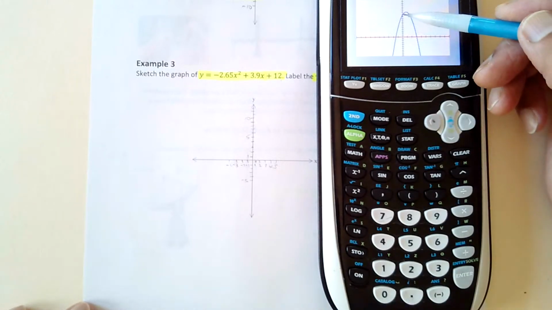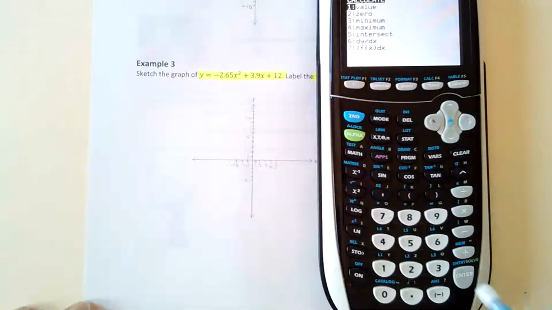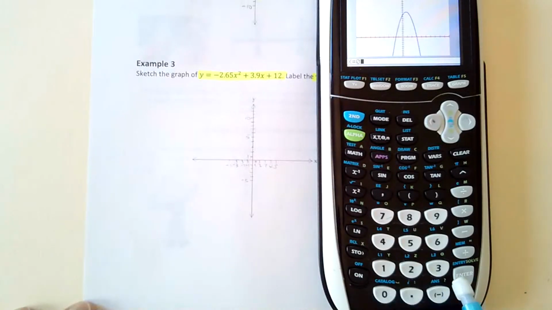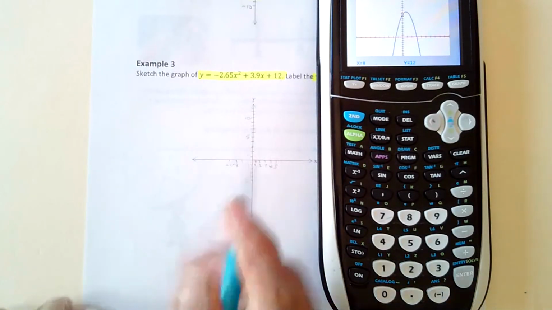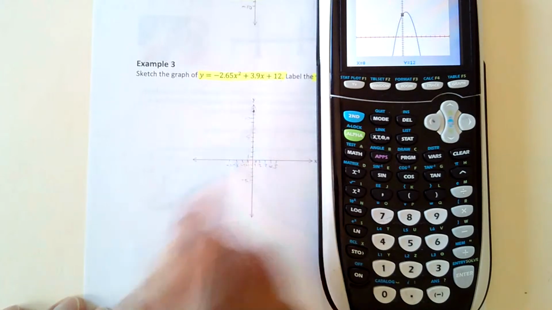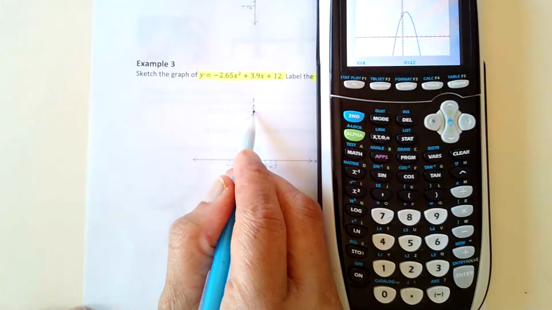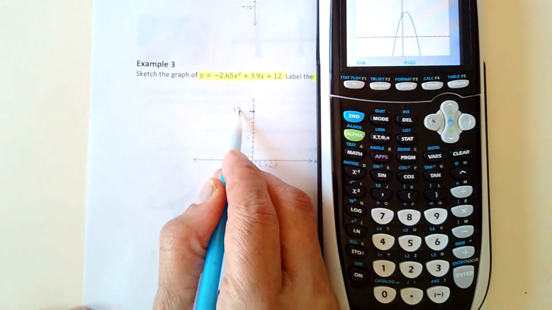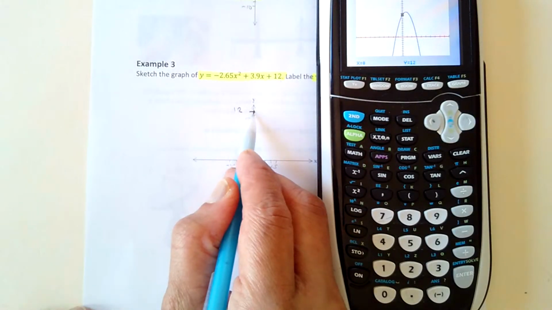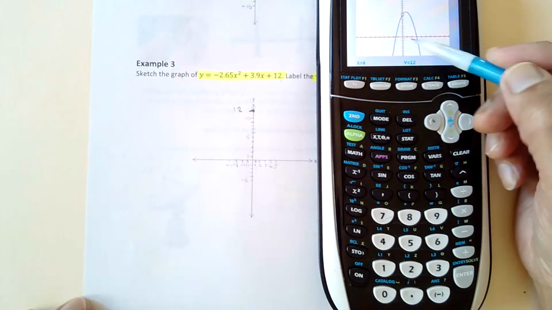Now we need to find the y-intercept. So remember, function second trace, press enter, x is 0, y is 12. So we know right away that this graph goes through 12. Then we need to find the x-intercept, so we're going to indicate here that's 12. Here's my y-intercept. Now I need to find my x-intercepts.